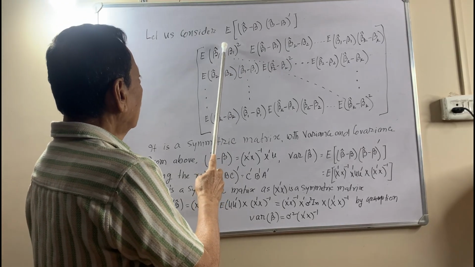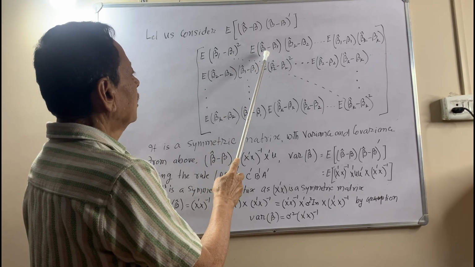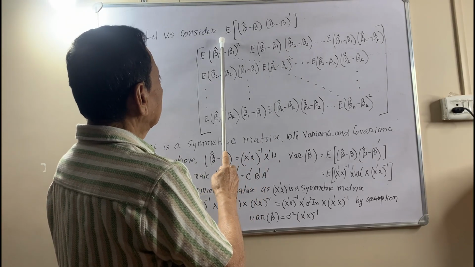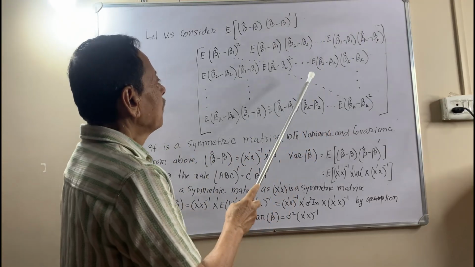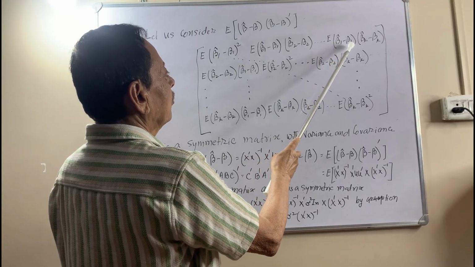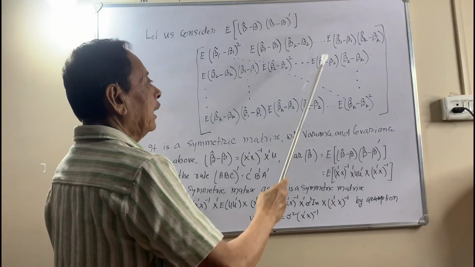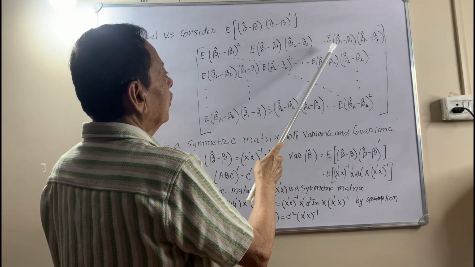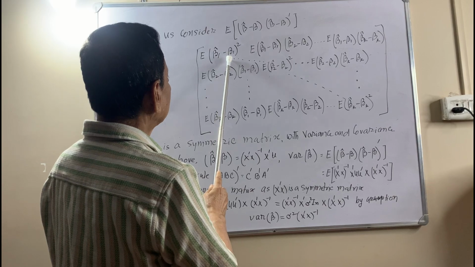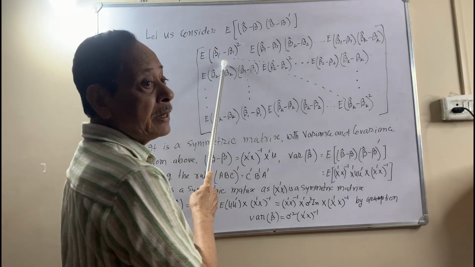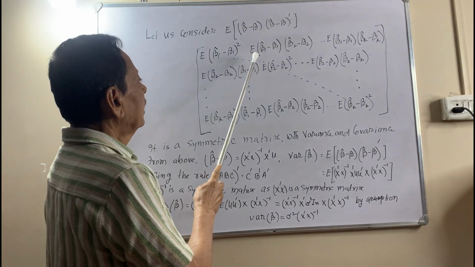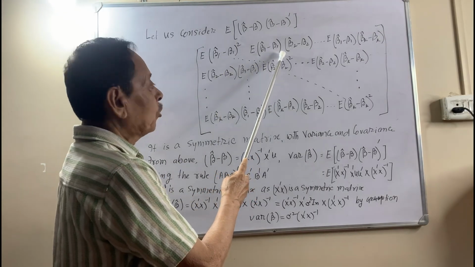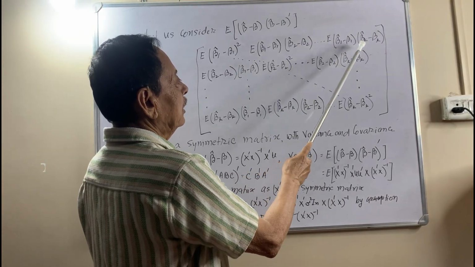It will be a square. And next will be expected (beta 1 hat minus beta 1) into (beta 2 hat minus beta 2). This is for beta 1, this is for beta 2, beta 3, and so on up to beta k, up to expected (beta 1 hat minus beta 1) multiplied by (beta k hat minus beta k). You see this is a square, and this shows the variance; the diagonal elements will be variances, and this is the covariance of beta 1 and beta 2. This is the variance of beta 1, this the covariance of beta 1 and beta 2, and the covariance of beta 1 and beta k.